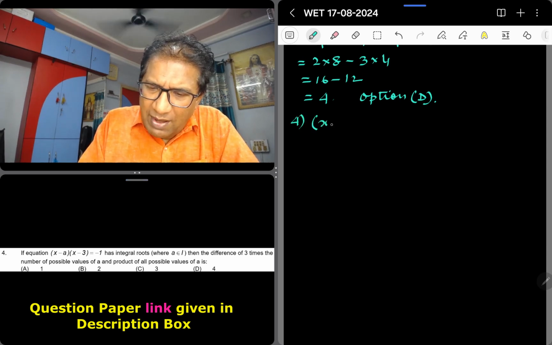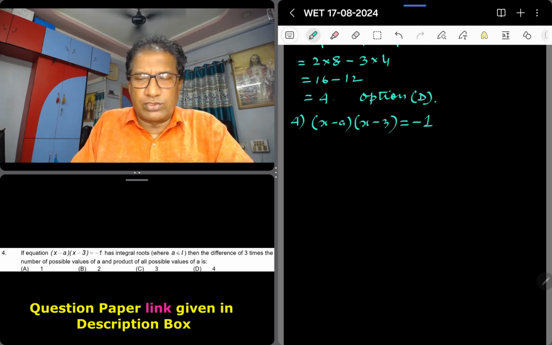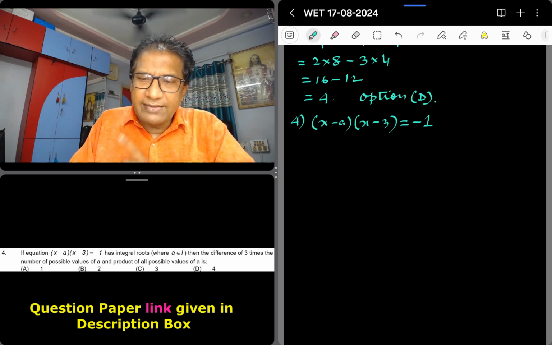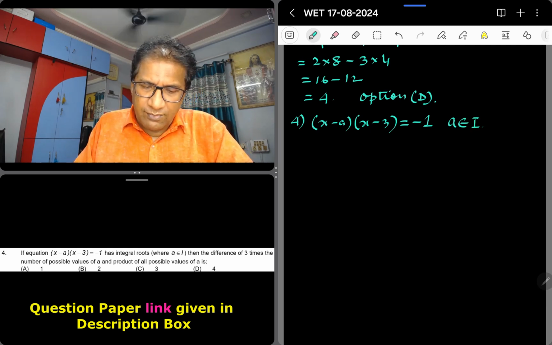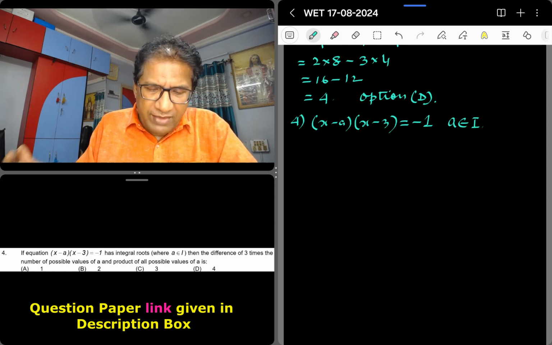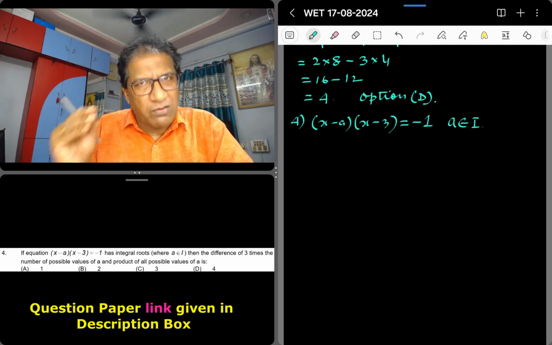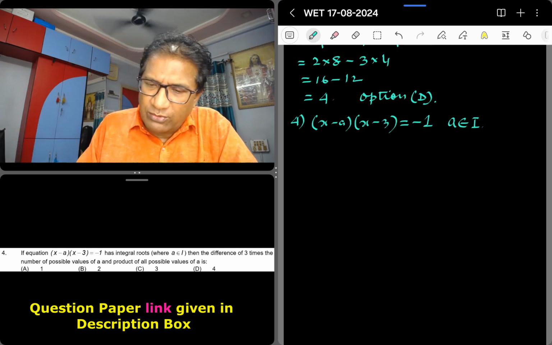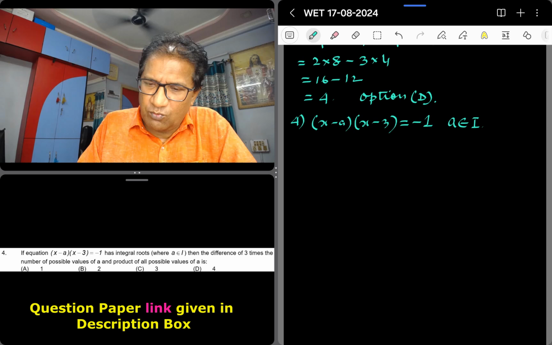We have been told that (x minus a) into (x minus 3) is minus 1. It has all integral roots. Okay, so x has all integral roots. And they have also mentioned that A belongs to integers. So we have to find all the possible values of A and the product of all possible values of A. That is, in one word, we have to find the values of A from this equation, where x will take integral values, and A will also take integral values. So when the product of these two equals minus 1, there are two cases which can happen.